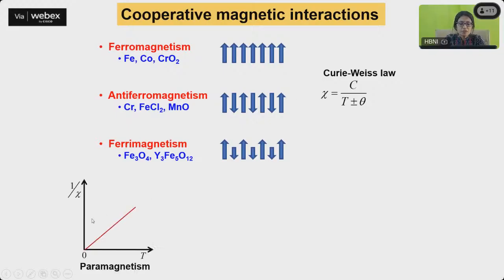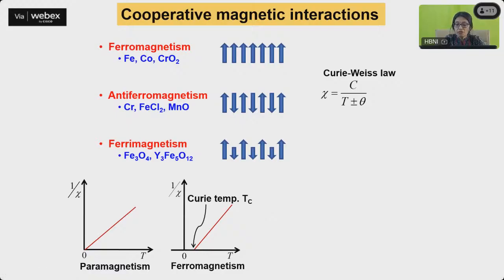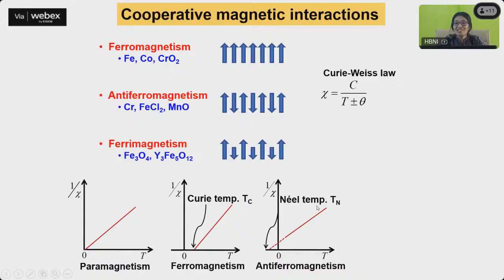When you plot 1 by chi versus T for a paramagnetic material, you find that the straight line passes through the origin. When you plot it for a ferromagnetic material, the straight line crosses the positive direction of the temperature axis. In the case of an antiferromagnetic material, you have to extend this straight line and it will cross somewhere on the negative temperature axis. This value, where it crosses the temperature axis, is known as the Néel temperature.